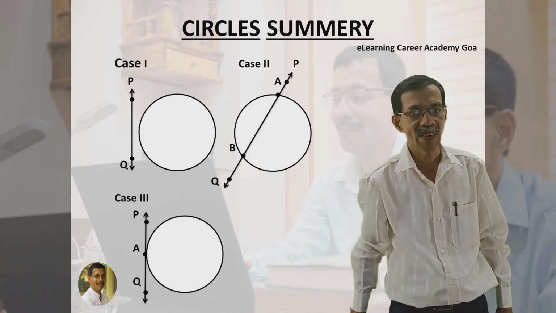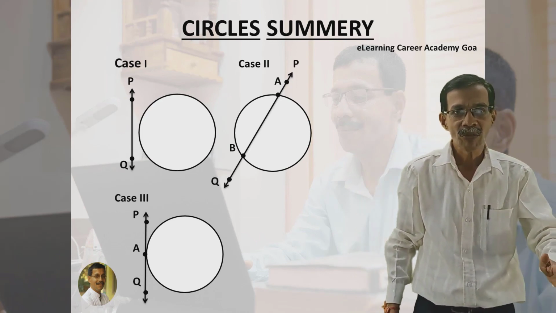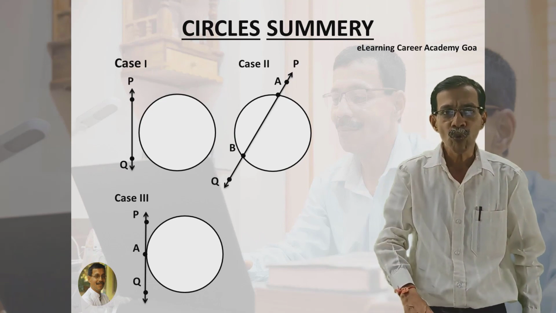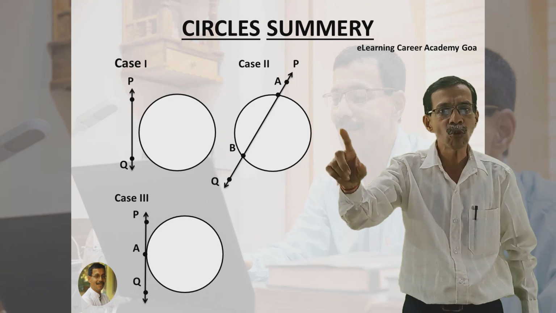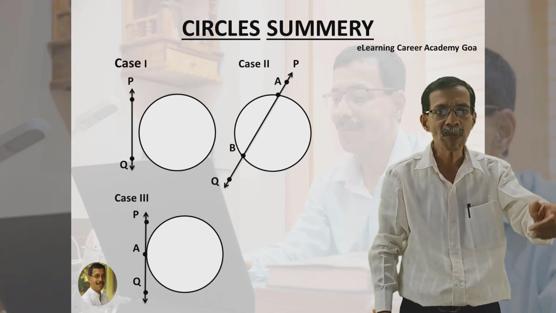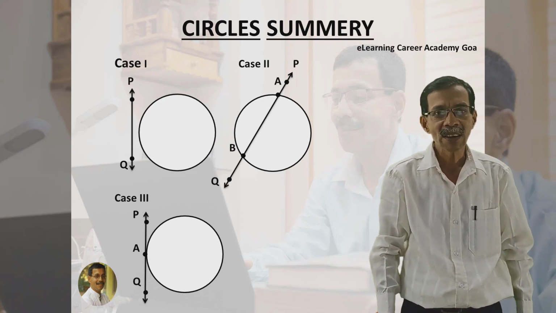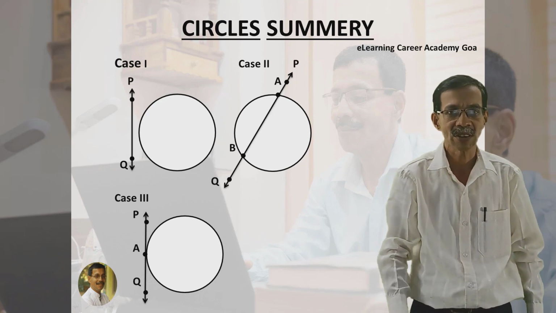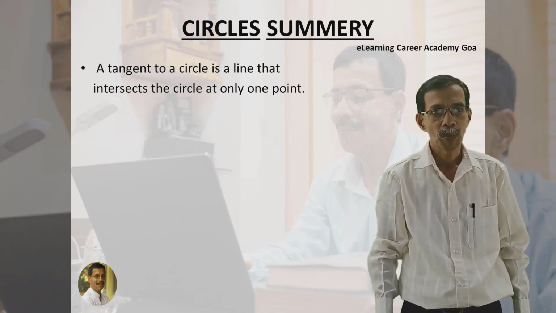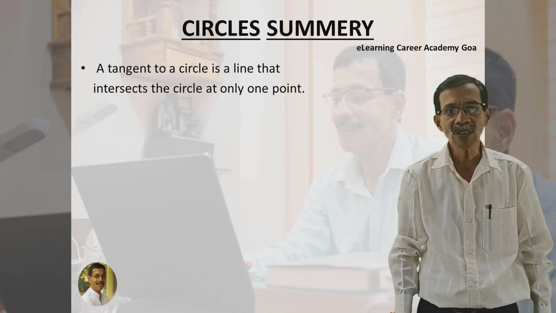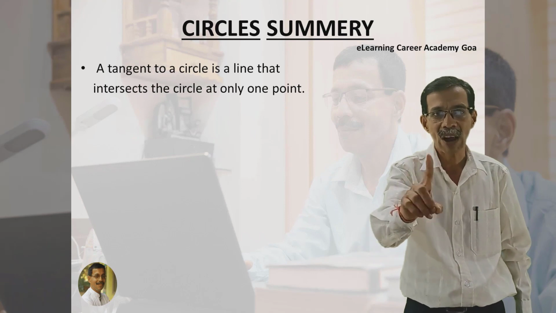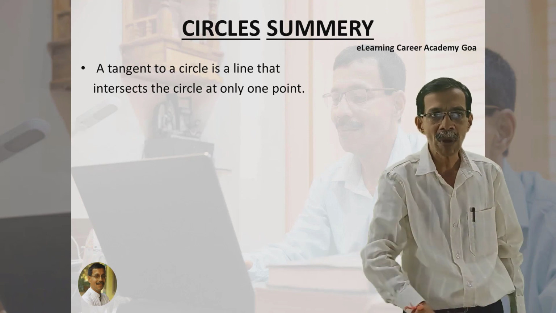We have seen the 3 cases. Case number 1, where the line is not touching the circle. Case number 2, where a line is intersecting at 2 points to the circle, and case number 3, a line is touching at only 1 point to a circle, and that is called a tangent. Point number 1, a tangent to a circle is a line that intersects the circle at only 1 point. That is point number 1 you have to remember.